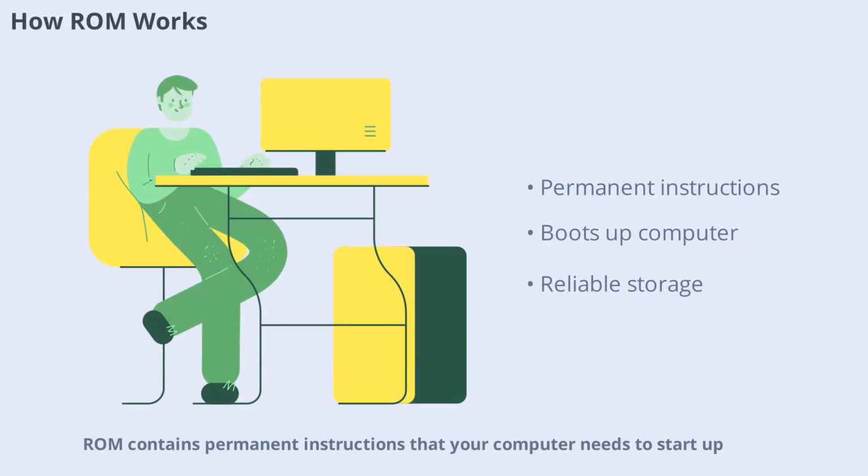ROM contains permanent instructions that your computer needs to start up. When you press the power button, the CPU reads these instructions from ROM to initialize the system. Since ROM can't be easily changed, it's a reliable way to ensure your computer always knows how to boot up.